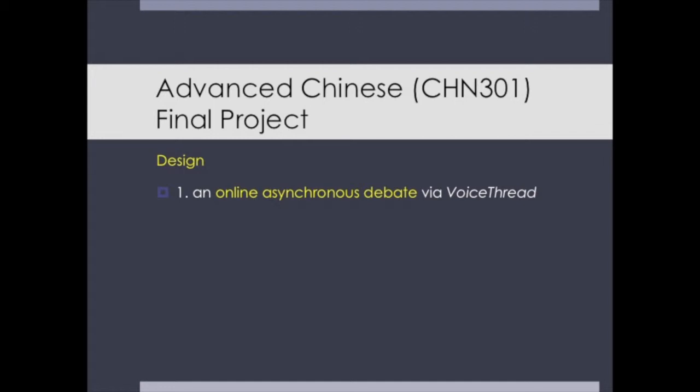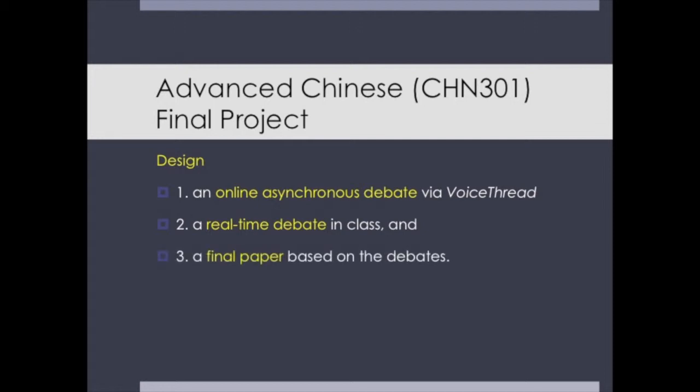And on that basis, they come to the class and they can do a real-time debate in person with each other. And then these 2 rounds of debate are supposed to help them prepare for their final paper, writing up on what they have learned through the debates. So this is the basic structure of the project.